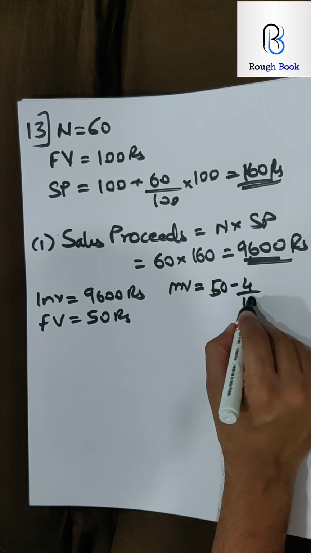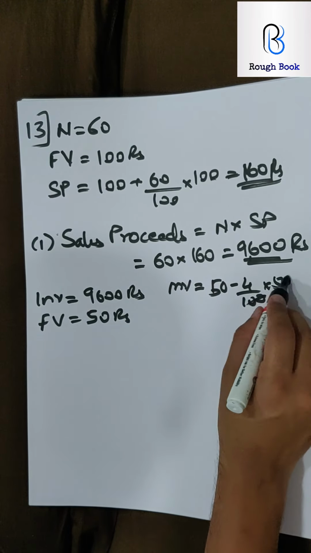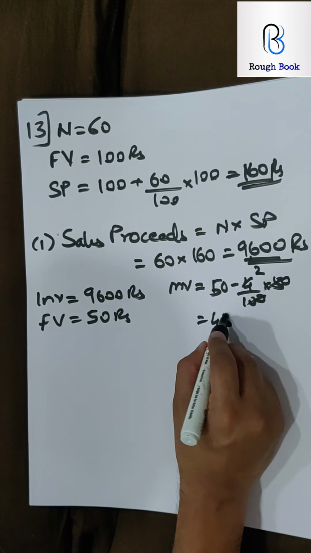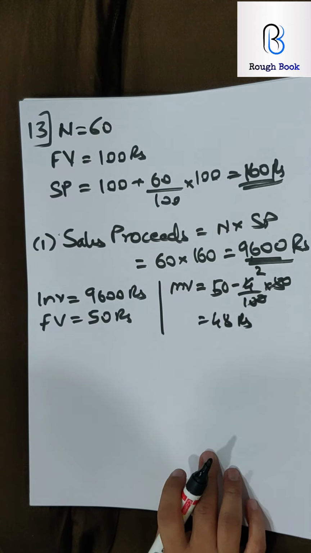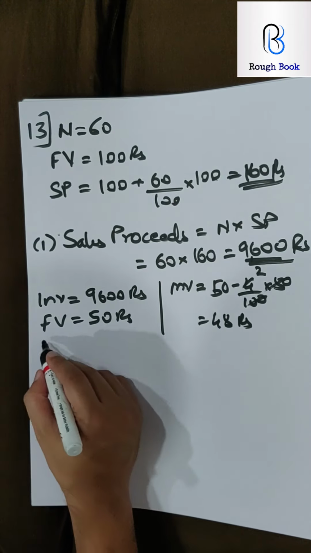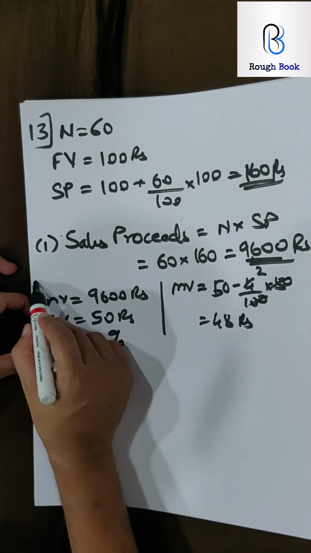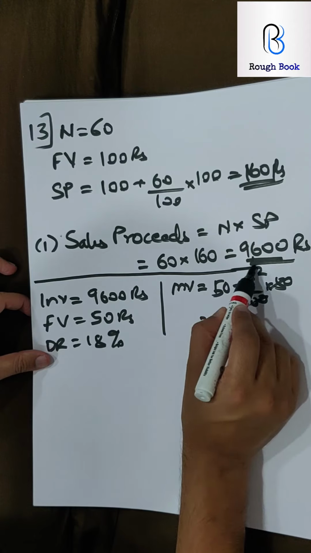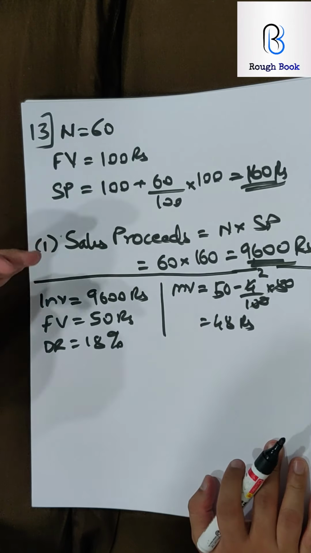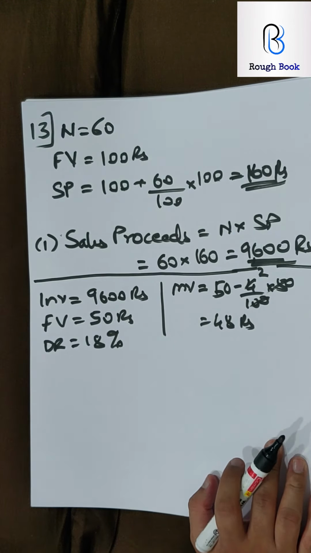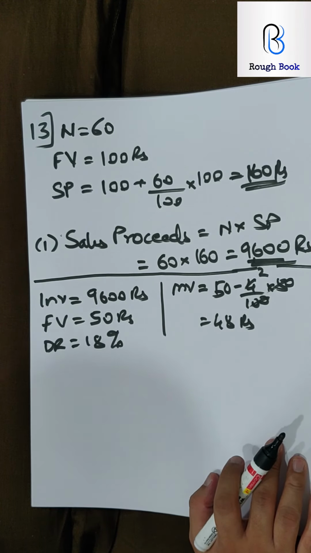So 50 minus 4% of 50. So that will be 2 rupees. So 48 rupees is the market value. Paying 18%, so the dividend rate is 18% for this second type. So here the first type has got over, sold, and now the second type begins. So bifurcation is happening.